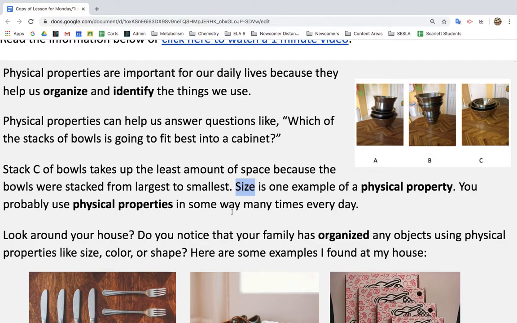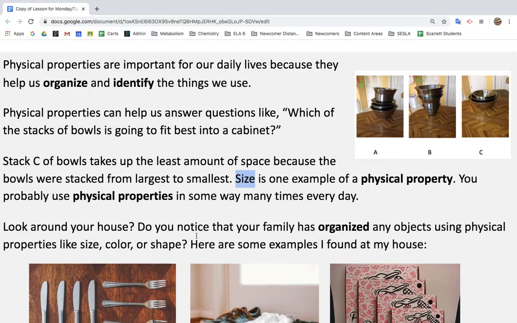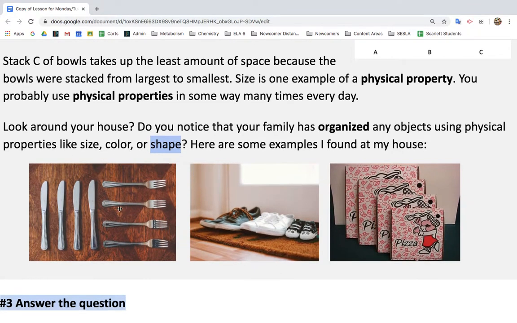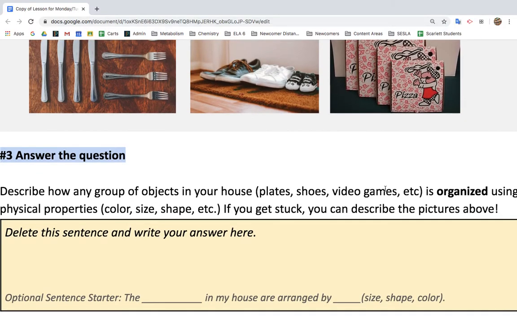You probably use physical properties in some way many times every day. Look around your house. Do you notice that your family has organized any objects using physical properties like size, color, or shape? Here are some examples I found at my house: silverware, shoes, and pizza boxes. Now we need to answer the question. Describe how any group of objects in your house, plates, shoes, video games, etc., is organized using physical properties: color, size, shape, etc. If you get stuck, you can describe the pictures above.